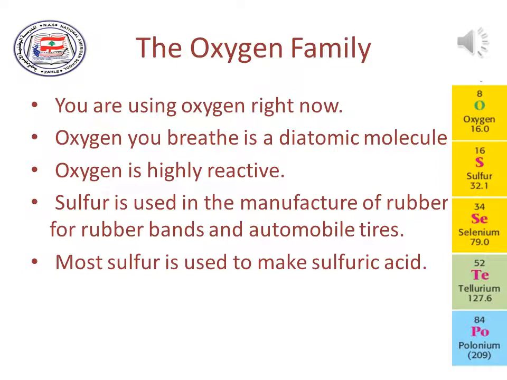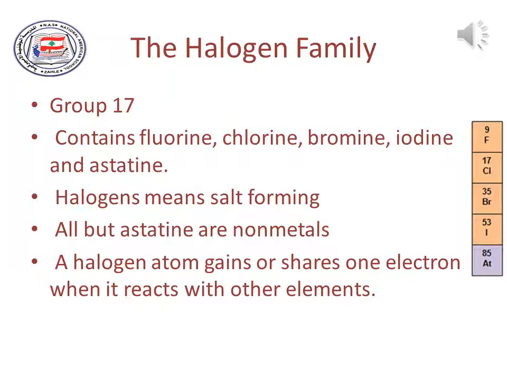industry. The halogen family. Group 17 contains fluorine, chlorine, bromine, iodine, and astatine. These elements are known as halogens. It means salt forming. All of these elements are nonmetals except astatine. A halogen atom gains or shares 1 electron when it reacts with other elements.